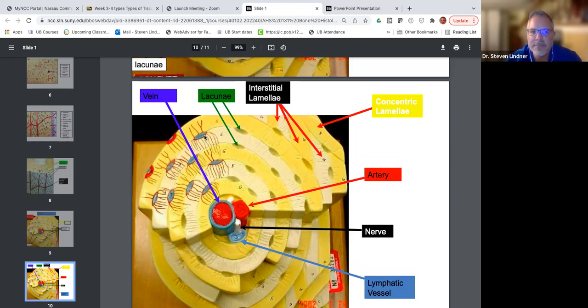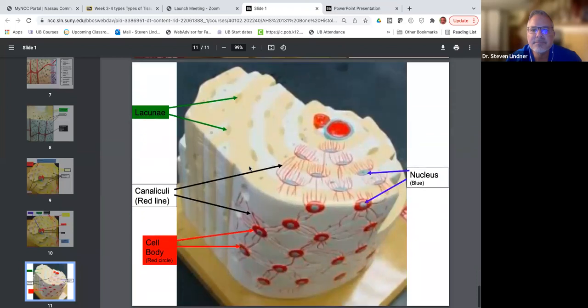Lacunae, osteocyte, canaliculi. Again, similar model, different color, but same structures. So you have the hollowed out cavities here. Those are called lacunae. What sits in that is going to be the osteocyte. And the blue structure is just the nucleus of the osteocyte. The finger-like extensions coming off of it, those spider-like finger-like extensions are called canaliculi.